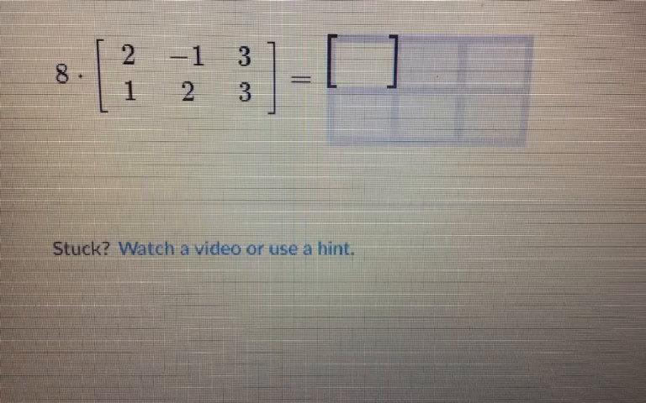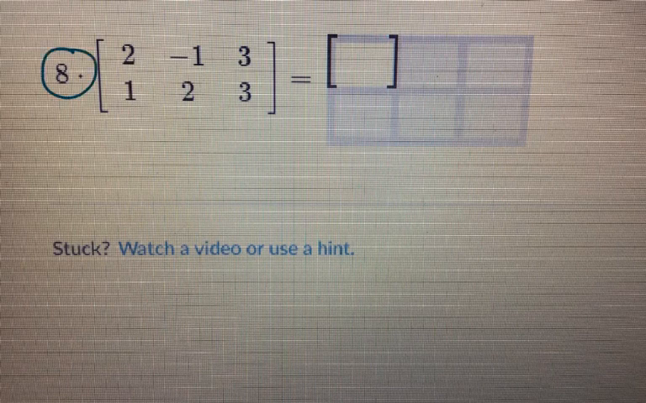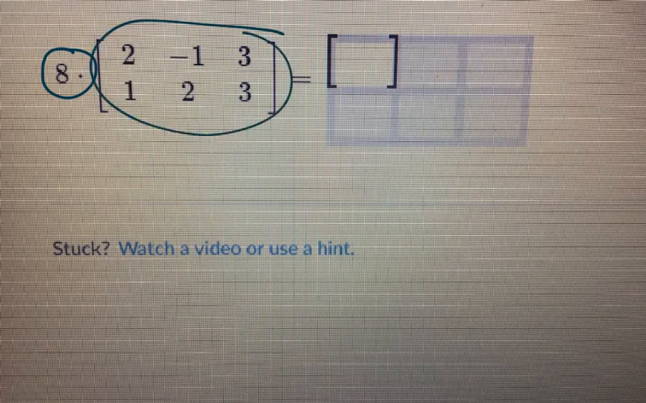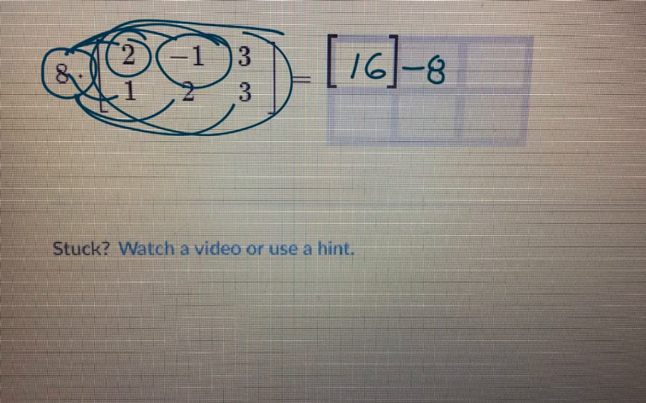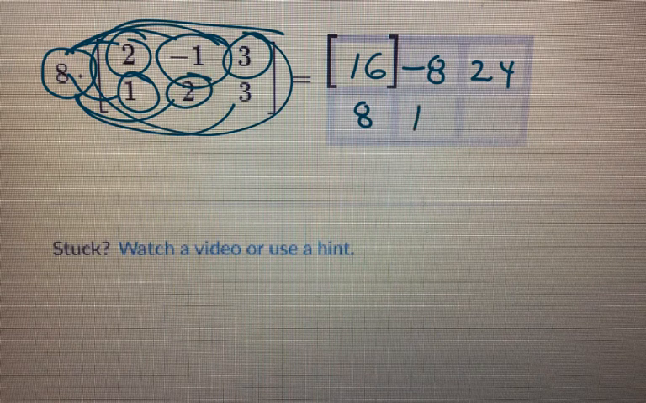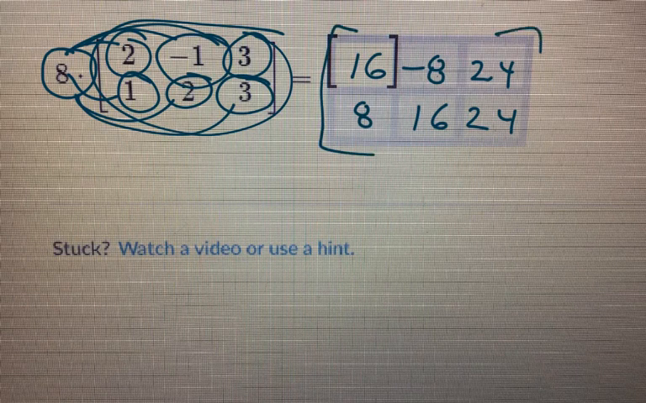Okay, let's do at least one or two more. Look at this one right here. It's timesing 8 times this matrix, right? So I'm just going to take 8 times every part of the matrix. So 8 times 2 is 16. 8 times -1 is -8. 8 times 3 is 24. It's that simple. 8 times 1 is 8. 8 times 2 is 16. 8 times 3 is 24. And so that right there, guys, would be your resulting matrix. One more, and then I'll leave the rest for you to do on your own.